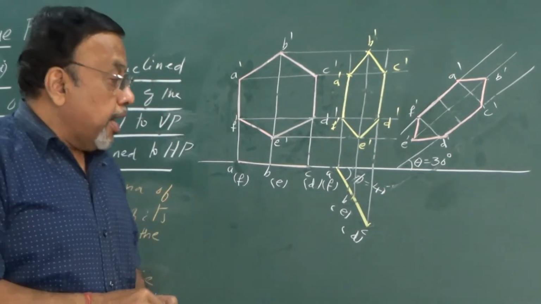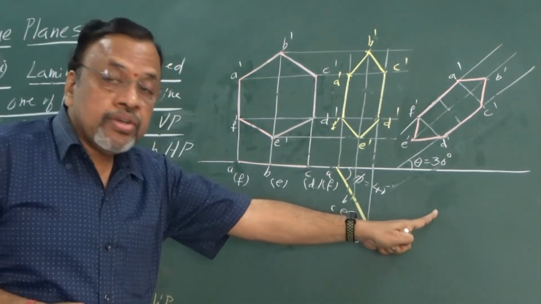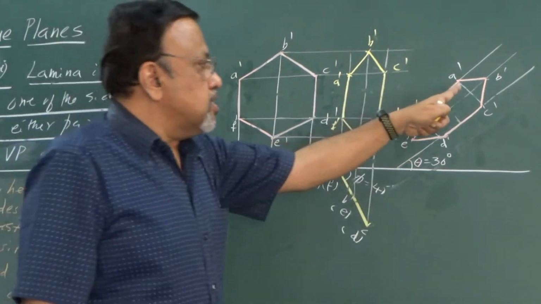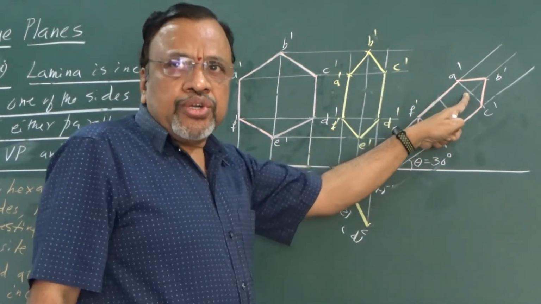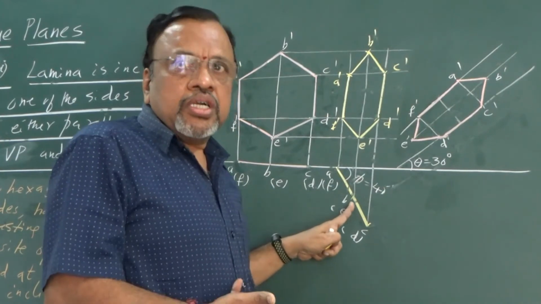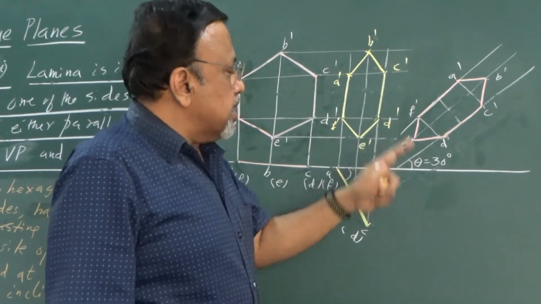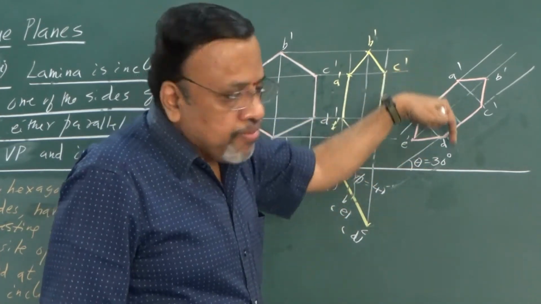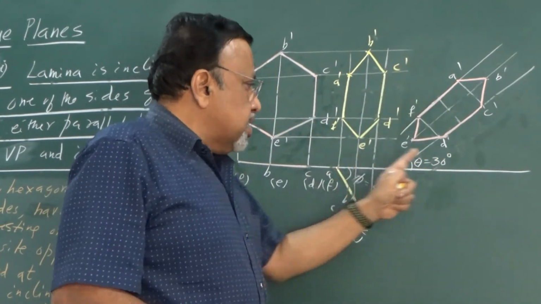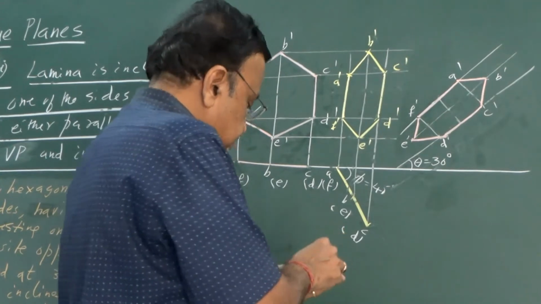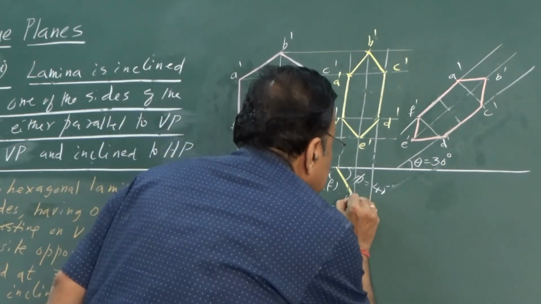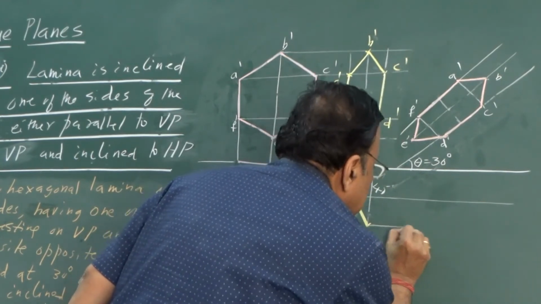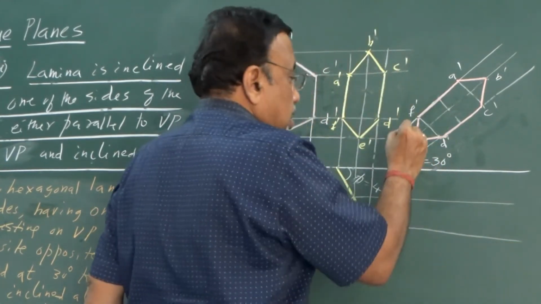Okay. Now I need to get the new top view. How do you get the new top view? Same procedure. Because anyway this is our new front view and this is our previous top view. I need to draw the projectors. That is, I need to draw the vertical projectors from the new front view and horizontal projectors from the previous top view. So let me do that. So I have just drawn the projectors through all the corners.